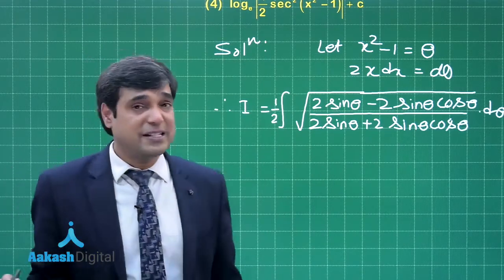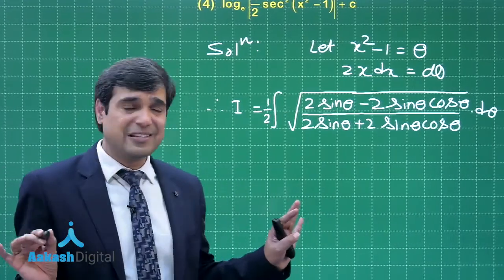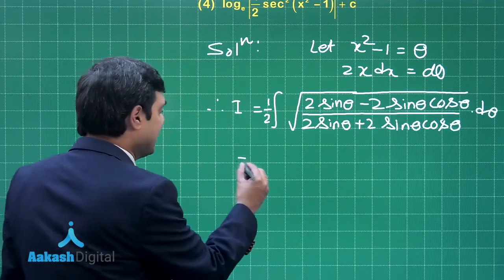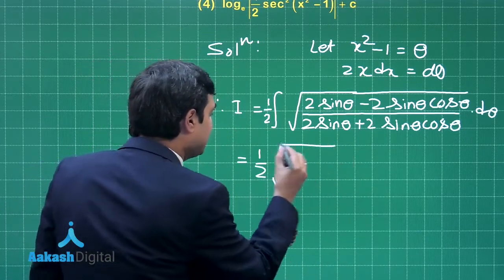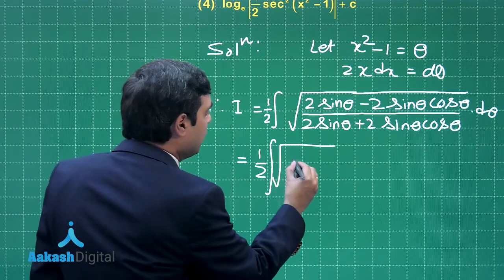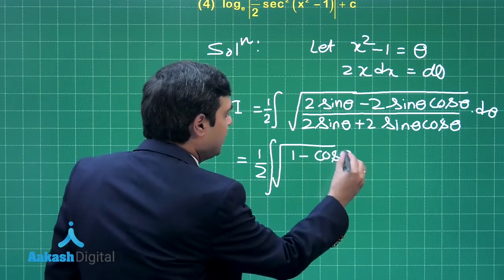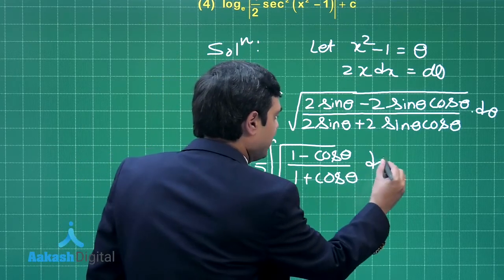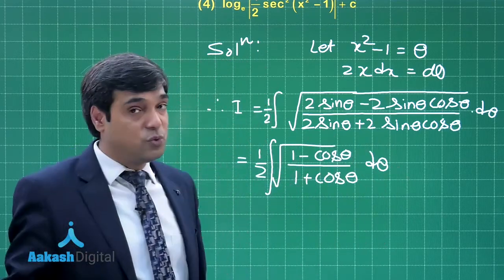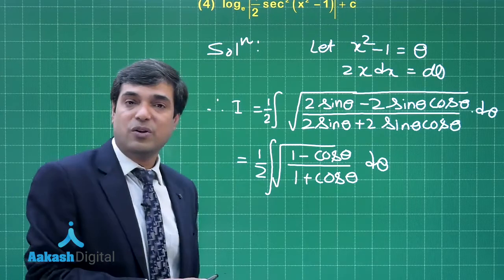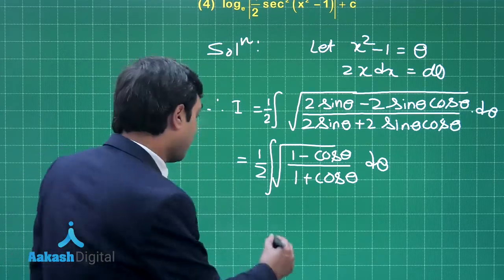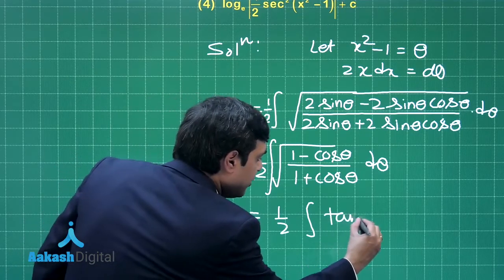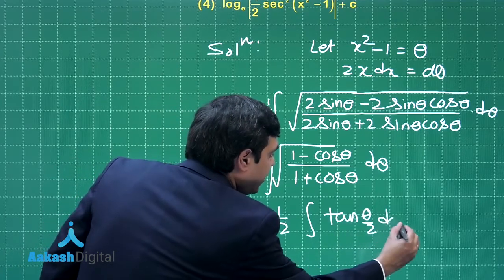We can take 2 sine theta common from numerator and denominator and cancel it. We are left with 1 minus cos theta upon 1 plus cos theta inside the root sign. So the integral of the square root of 1 minus cos theta divided by 1 plus cos theta d theta. Now 1 minus cos theta is 2 sine square theta by 2, and 1 plus cos theta is 2 cos square theta by 2. So we have half integral tan theta by 2 d theta.